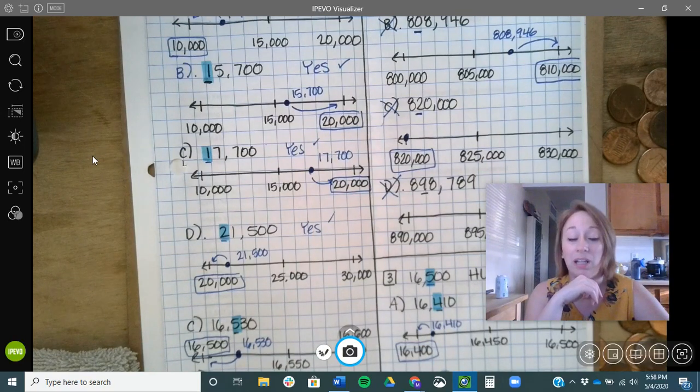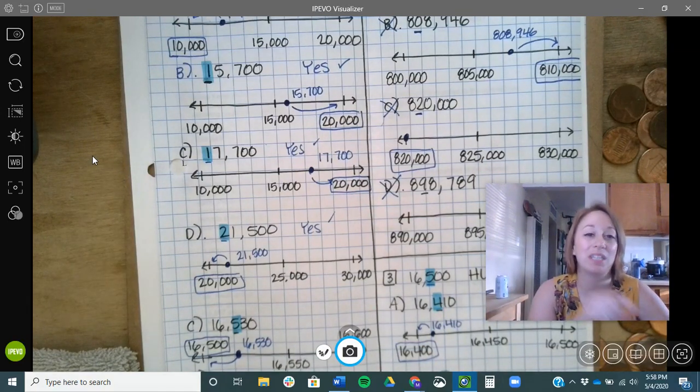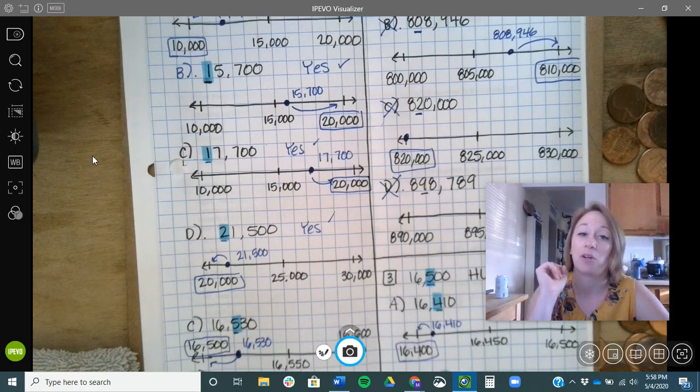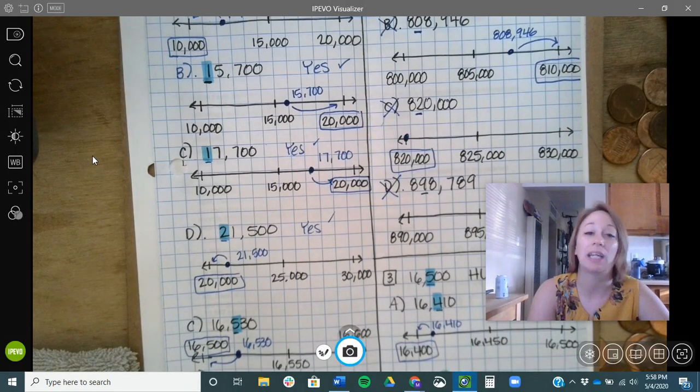Continue to use those number lines or you can even use the interactive number line. You might have noticed that I linked it for some of those really tricky questions.